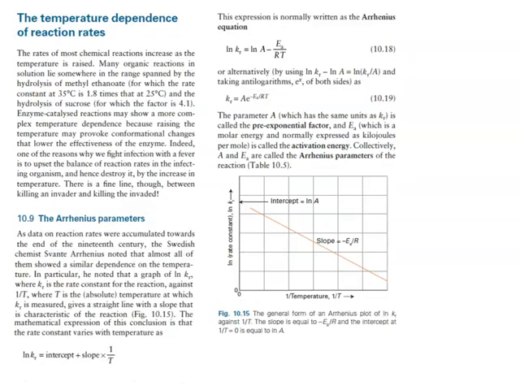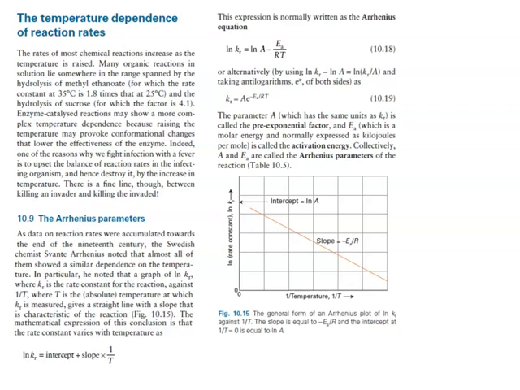Now, we mentioned at the very beginning that there was a temperature dependence on reaction rate, so let's talk about that further. The rates of most chemical reactions increase as the temperature is raised, but many organic reactions in solution lie somewhere in the range spanned by the hydrolysis of methyl ethanoate, for which the rate constant at 35 degrees is 1.8 times that at 25 degrees, and the hydrolysis of sucrose, for which there's a factor of 4.1. Enzyme-catalyzed reactions may show more complex temperature dependence because raising the temperature may provoke conformational changes that lower the effectiveness of the enzyme. So this doesn't necessarily apply in enzyme-related reactions.